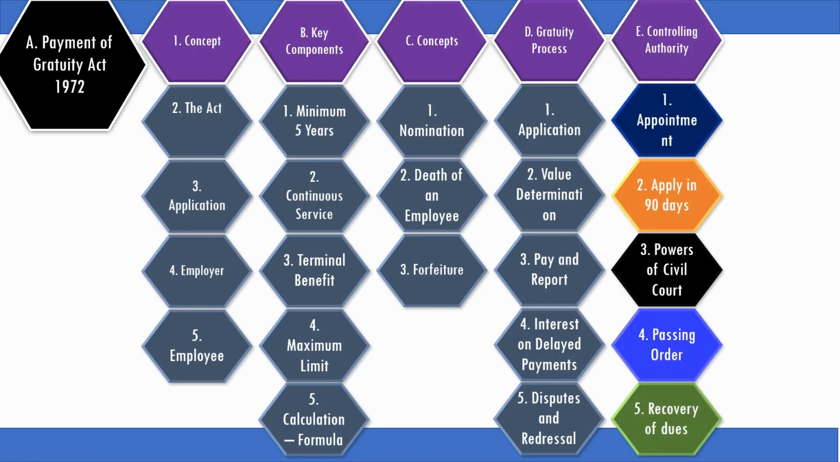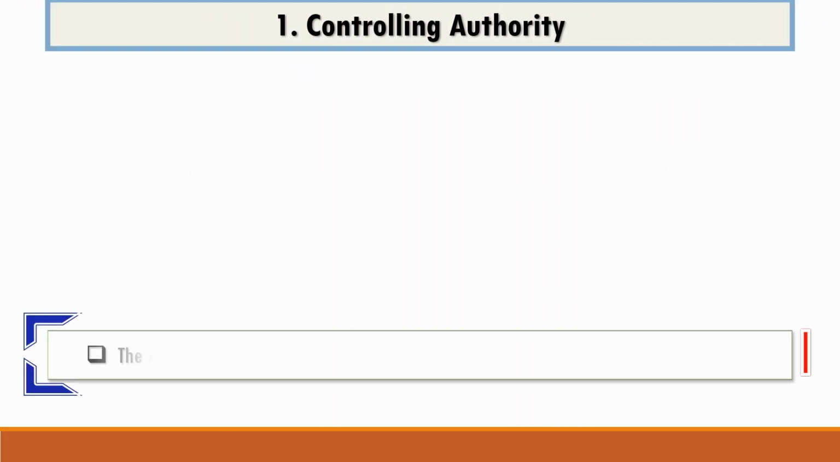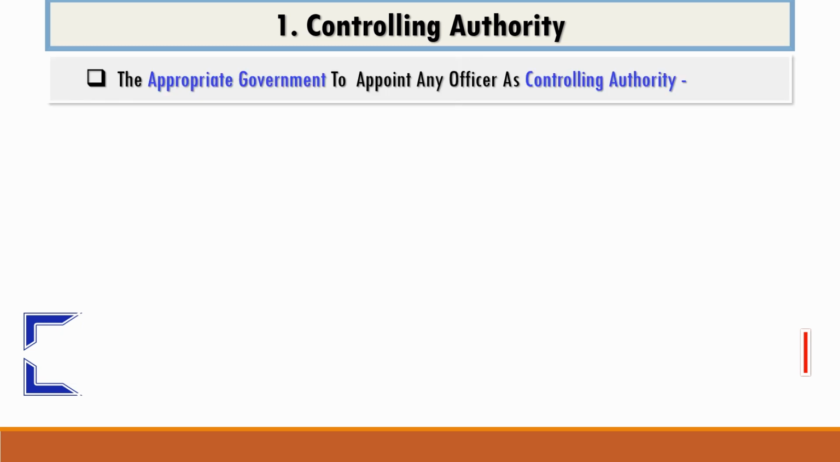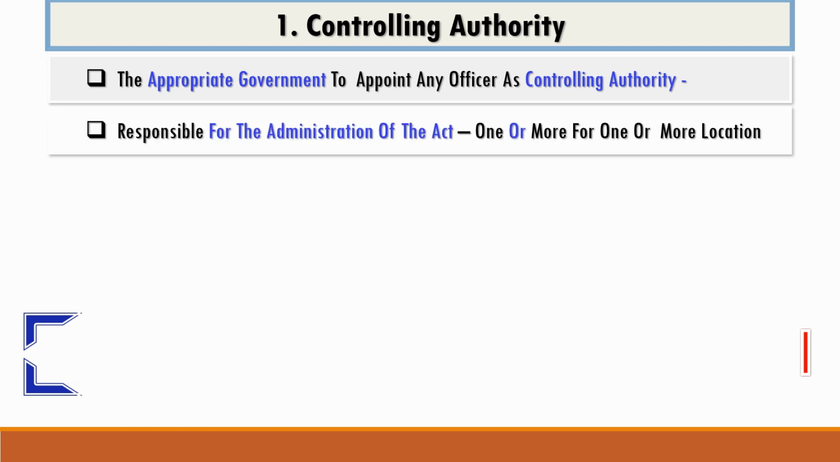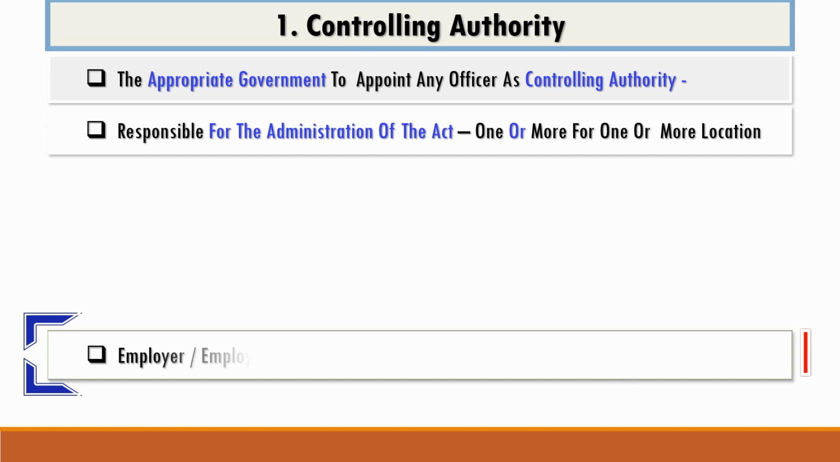Controlling authority: appointment, powers, passing of order and recovery of dues. The controlling authority is appointed by the appropriate government and will be responsible for administration of the Act in the specified location.